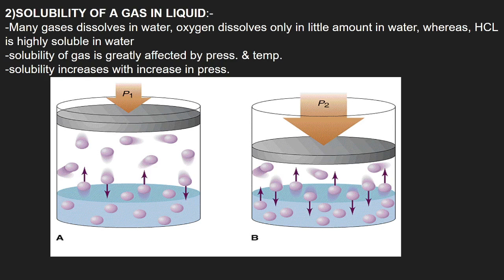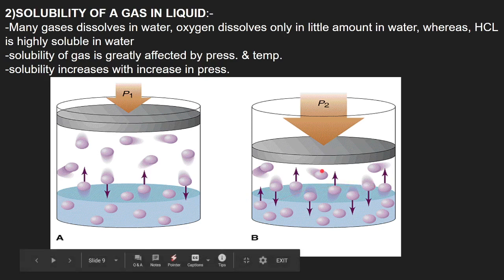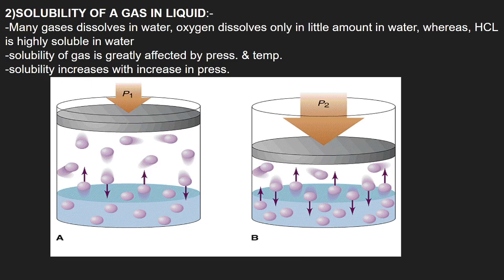So what is solubility of a gas in a liquid? We are going to talk about the gas, and here, as I just told you, pressure is very effective in the solubility. Many gases dissolve in water. Oxygen dissolves only in a little amount in water, whereas HCl is highly soluble in water.